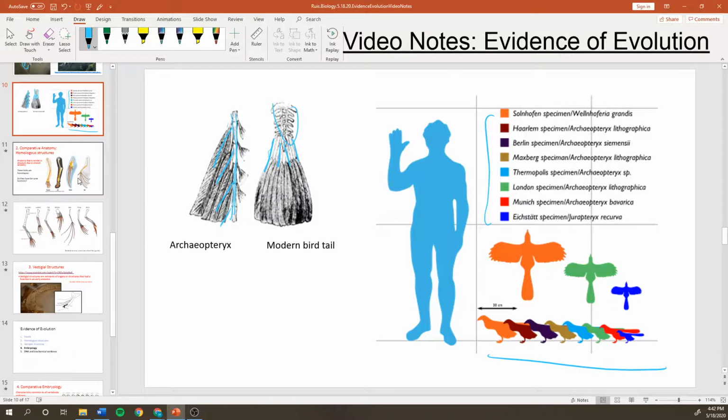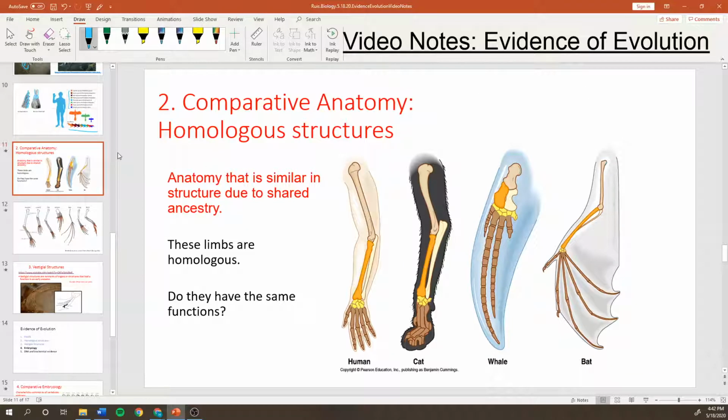All right, number 2, we're moving on. We're only on number 2, but that was the longest one. So here we are comparing anatomy, and we're talking about homologous structures. You guys have heard this word homologous before. It just means the same.